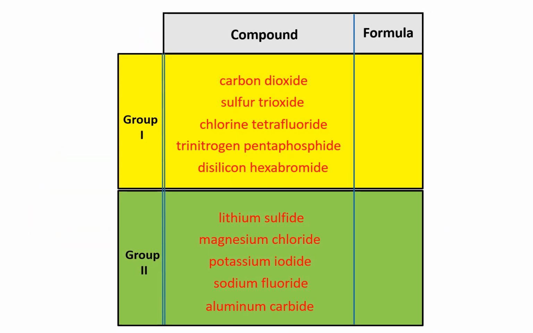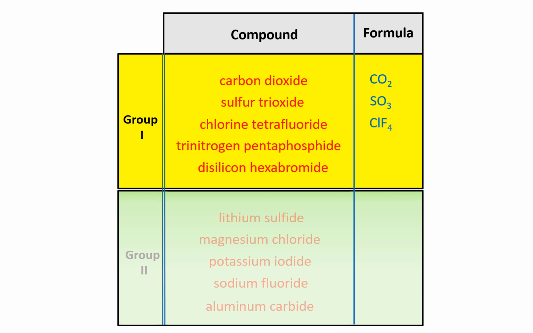A simple way to check out this hypothesis is to look at the formulas of the compounds to see how they relate to their names. We'll do this only for group 1 because that's where we encounter prefixes. Carbon dioxide is CO2. Sulfur trioxide is SO3. Chlorine tetrafluoride is ClF4. Trinitrogen pentaphosphide is N3P5. And disilicon hexabromide is Si2Br6. Now match the prefixes in the names with the numbers in the formulas.